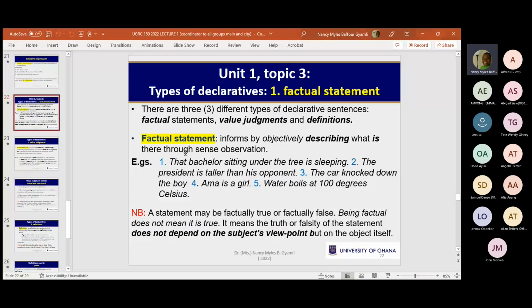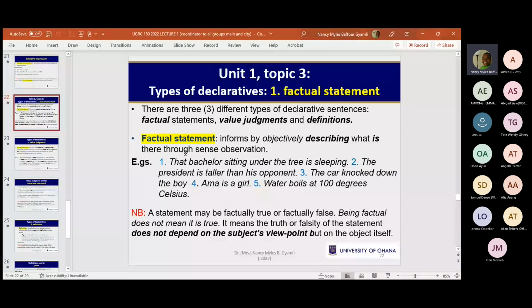If I say Amma is a girl, it's a factual statement. If we observe and Amma has the features that we call a girl, it's true. If we observe and she doesn't, it is false. Take note that I may be saying she's a girl based on what I'm seeing. She may not actually be a girl. That would be factually false, but it's still a statement of fact. It's factual. I just want to establish that.